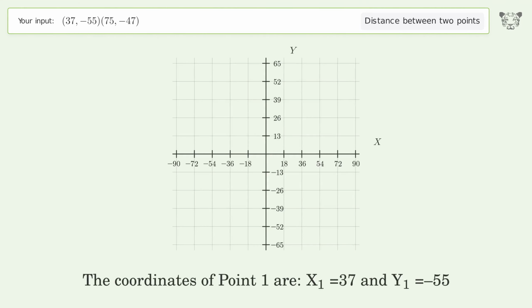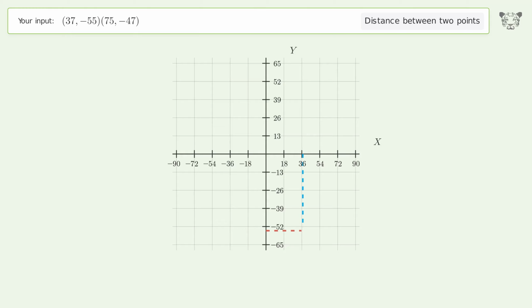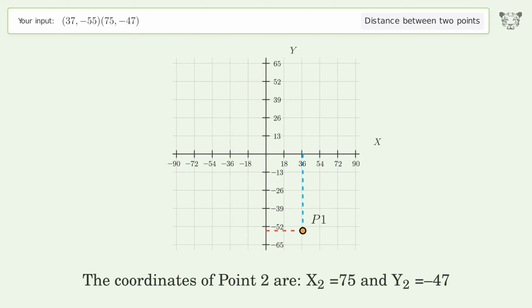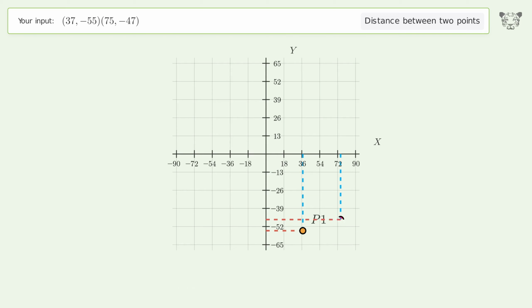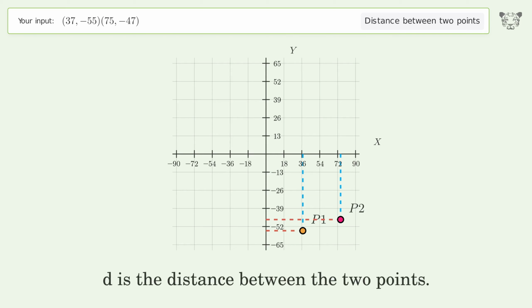The coordinates of point 1 are, x1 equals 37 and y1 equals negative 55. The coordinates of point 2 are, x2 equals 75 and y2 equals negative 47. D is the distance between the 2 points.